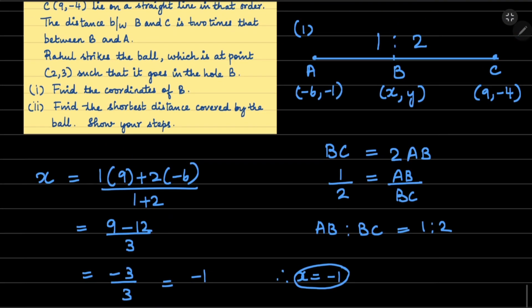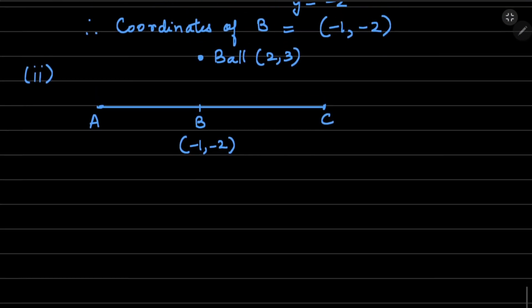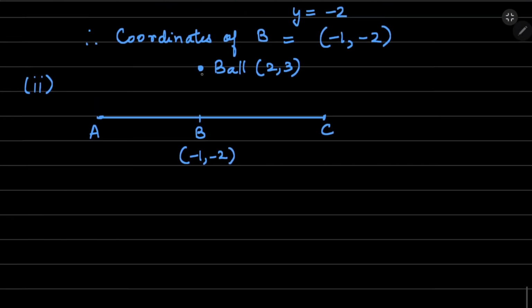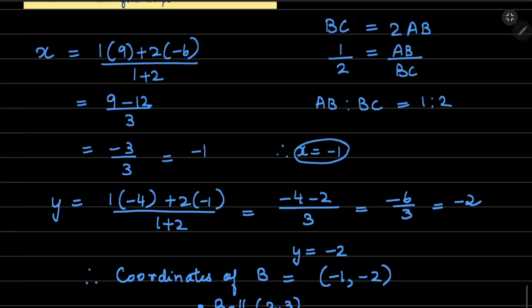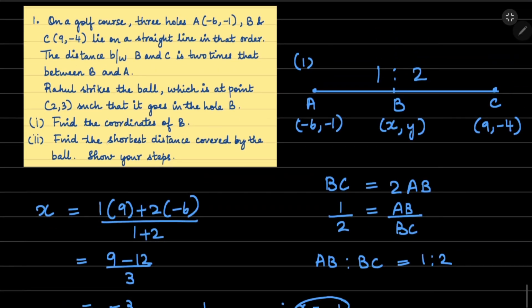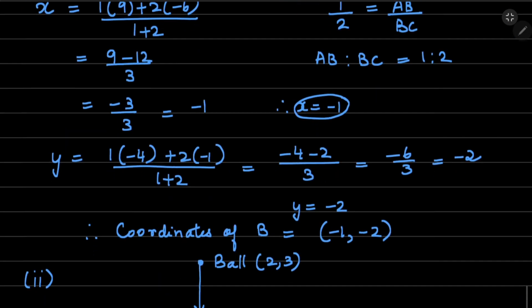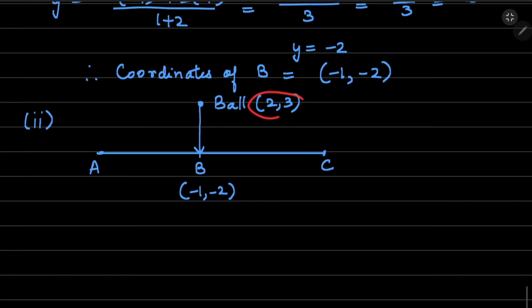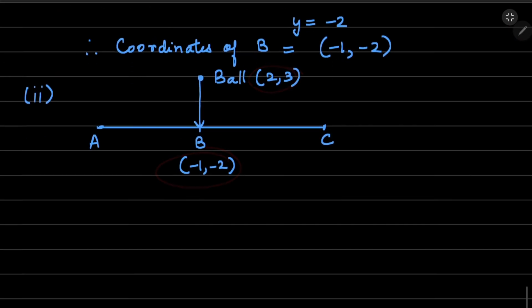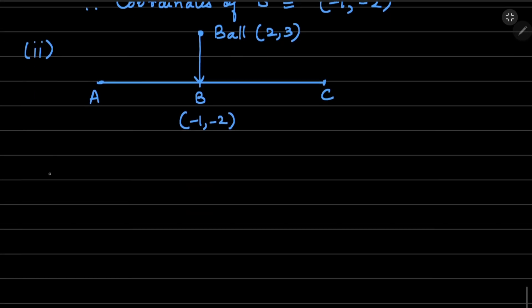Such that it goes to the hole B. So here the ball is at the point 2, 3, and it goes straight to the point B. Find the shortest distance, that is the perpendicular distance covered by the ball. So you will have to calculate the distance between 2, 3 and -1, -2. Very easy using the distance formula.